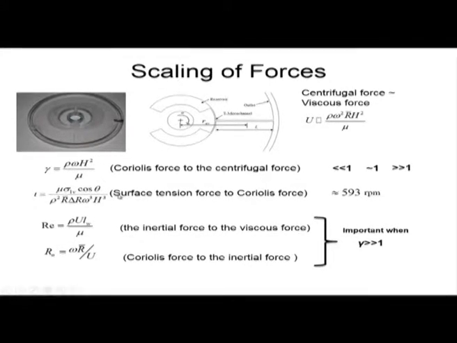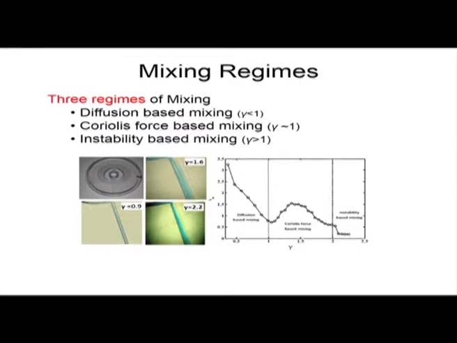You can write the balances of other forces in terms of non-dimensional numbers like the Reynolds number, the Rossby number and so on, but essentially this parameter gamma, the ratio of Coriolis force to centrifugal force, will play a dominating role in applications where mixing is important. So you can have various regimes. When gamma is much less than 1, mixing is diffusion dominated. When gamma is of the order of 1, mixing is Coriolis force based. Third, and very interesting, when gamma is greater than 1, the mixing is purely determined by fluid dynamic instabilities.